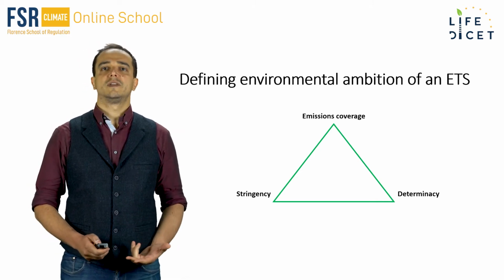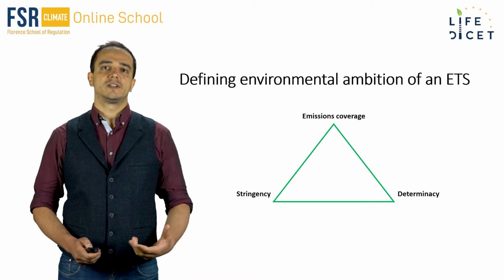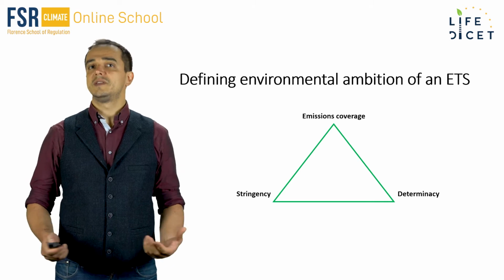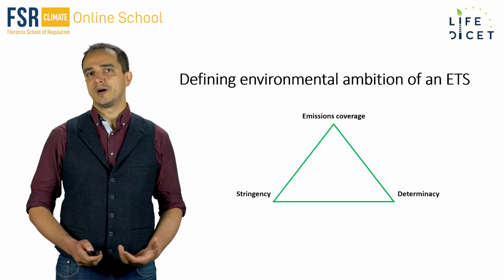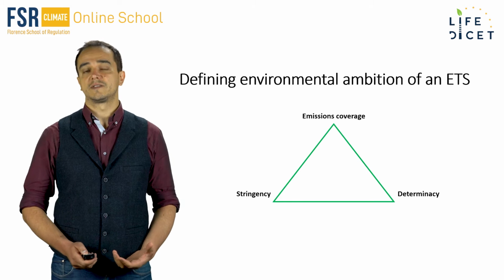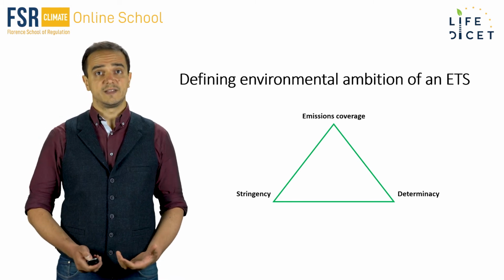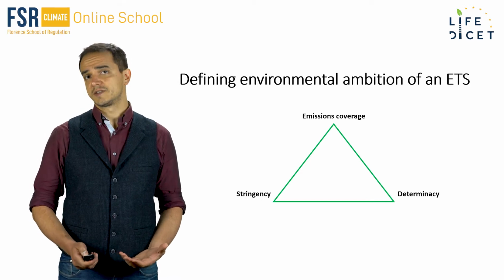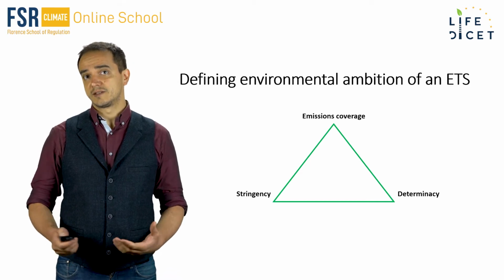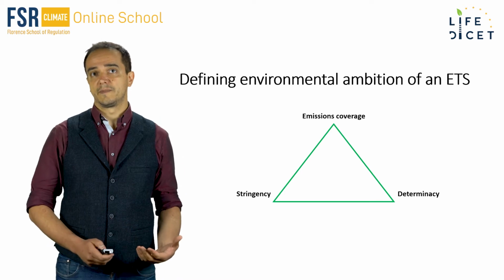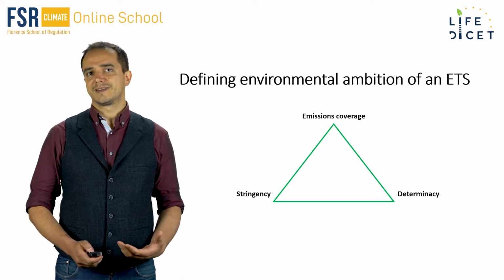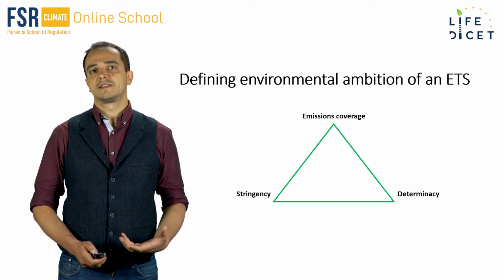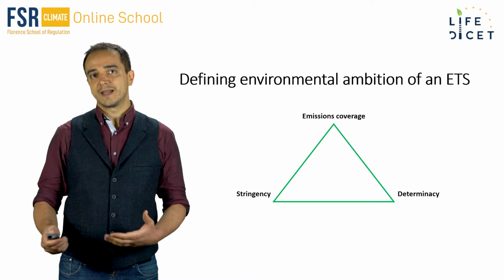The emissions coverage of an ETS simply is the share of a jurisdiction's total emissions that are regulated by the ETS. Say for the EU ETS, emissions coverage is currently about 45% of the EU's total greenhouse gas emissions. For California's ETS, emissions coverage is about 80%. Stringency refers to the level of targeted abatement at a certain point in time or over a certain time period. In theory, abatement is relative to business as usual emissions, that is, emissions that would materialize if the ETS was not there. But we will get back to this in a minute.